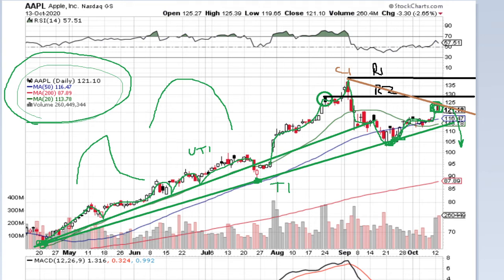Then we have some supports here. If we look at the supports, the first support level is of course here. It will also coincide with the trend 1 line. That would be the first support and strong volatility. The second level is somewhere at about 105.